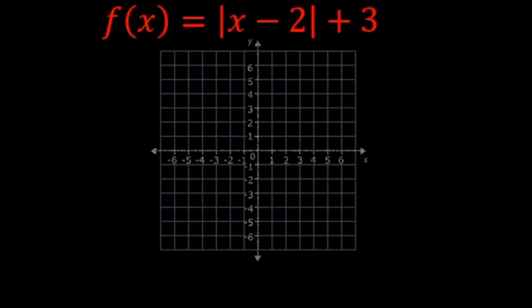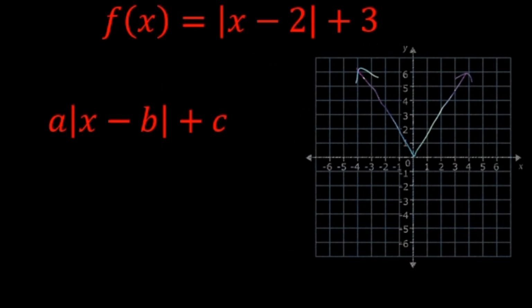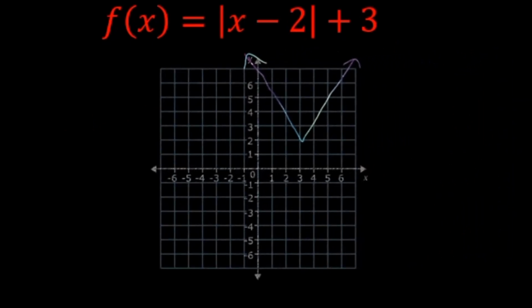So basically, if you want to graph a times modulus x minus b plus c, you've just got to move the b units upwards and c units towards the right. So yeah, that's the graph for f of x. If the coefficient of the modulus is negative, then it will be an upside down v.